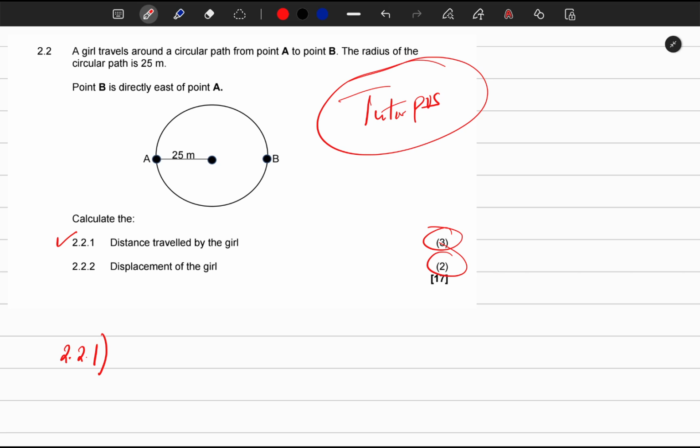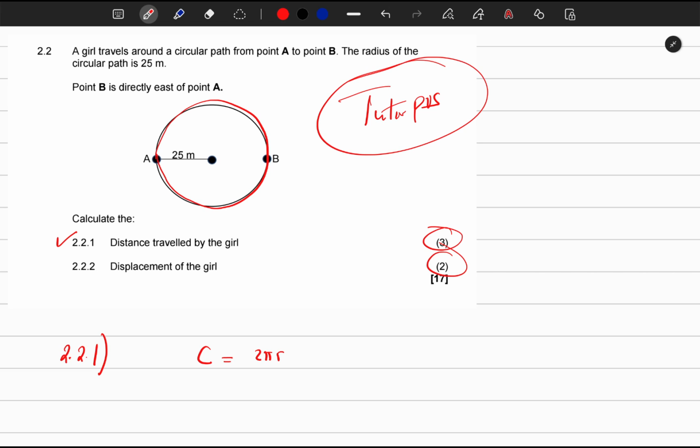Now, if someone has to move from A to B, we're looking for the entire distance. And in our case, that's the circumference of the circle. Circumference of the circle is given by C = 2 pi r.